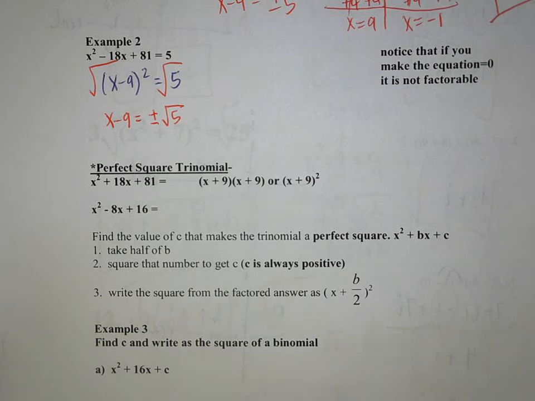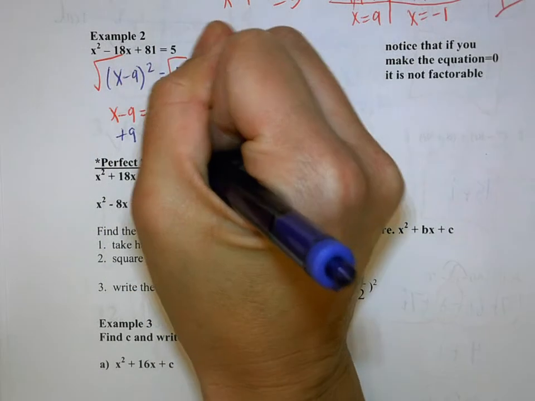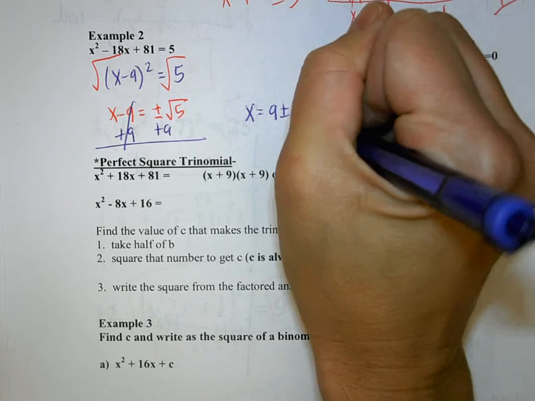And so what would I do to finish this? You would just add 9 to both sides. And your answer would be x equals 9 plus or minus root 5.